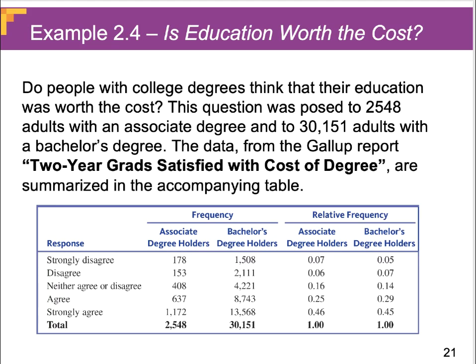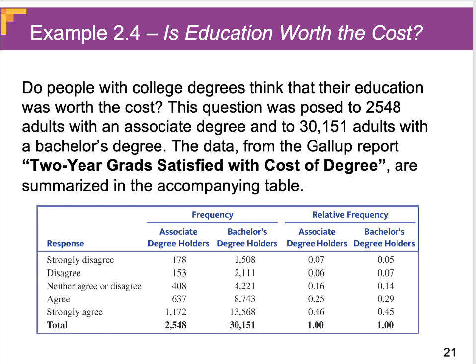So an example of a data set that would be great for a comparative bar chart is looking at whether or not people with college degrees think that their education was worth the cost. So here we have data from 2,548 adults with an associate's degree and 30,151 adults with a bachelor's degree. And we can see their responses, whether they strongly disagree, disagree, neither agree nor disagree, agree, or strongly agree for the different groups.